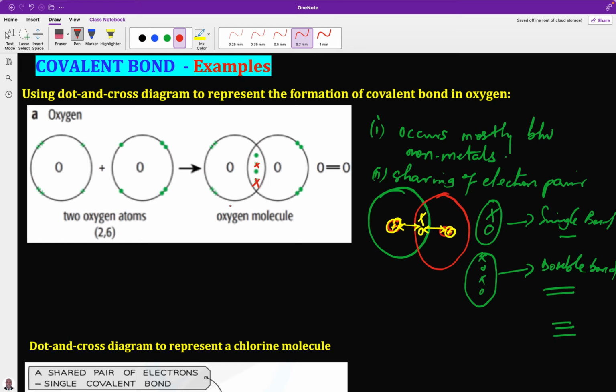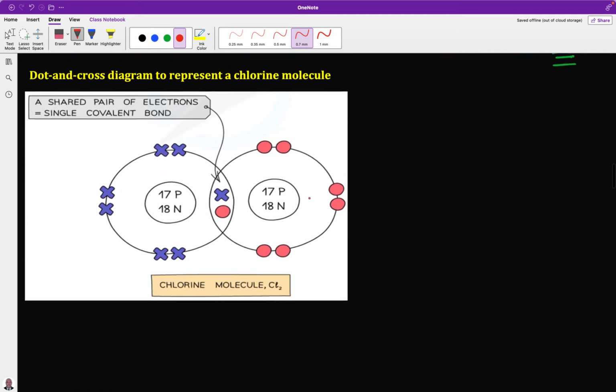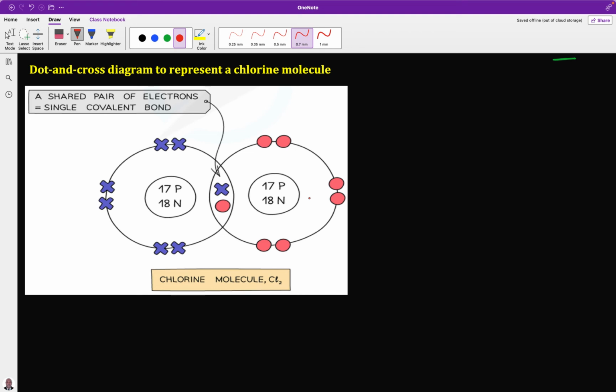So if we look around, atom 1 of oxygen, it has how many electrons? 1, 2, 3, 4, 5, 6, 7, 8. It has an octet now. Atom 2, it has 1, 2, 3, 4, 5, 6, 7, 8. It has 8 electrons. Therefore, we say that each atom in the bond acquires a complete octet of electrons.